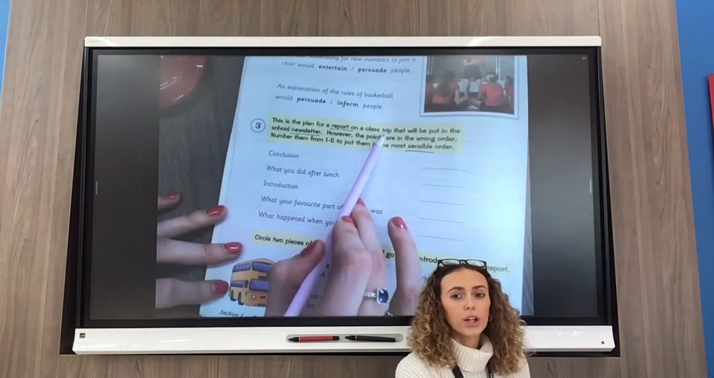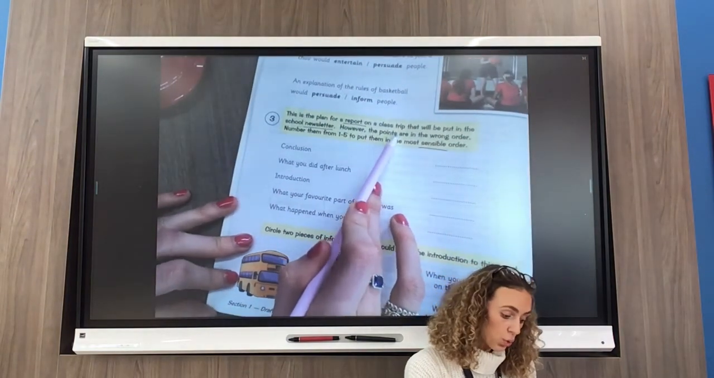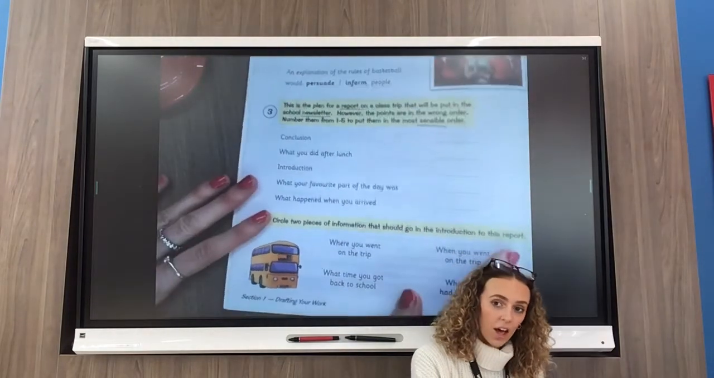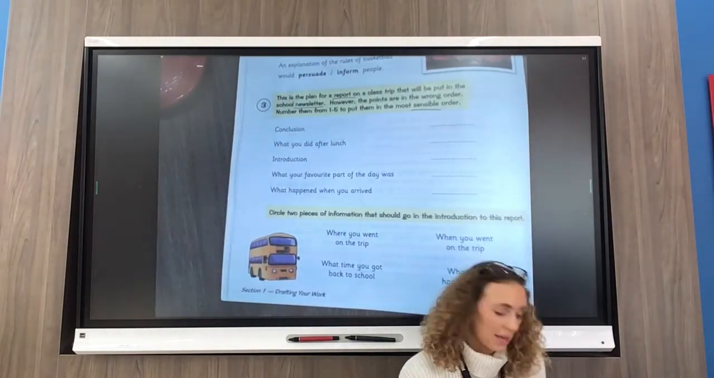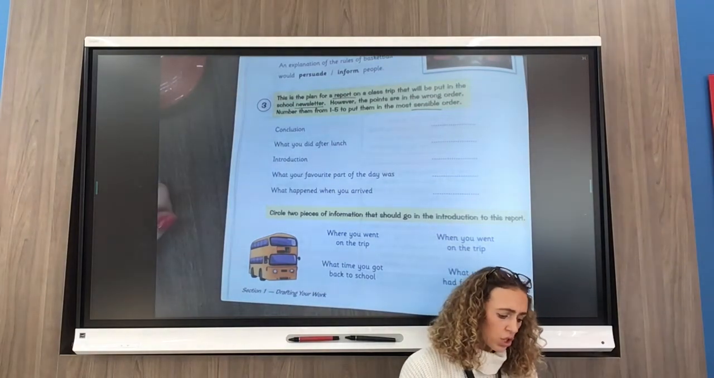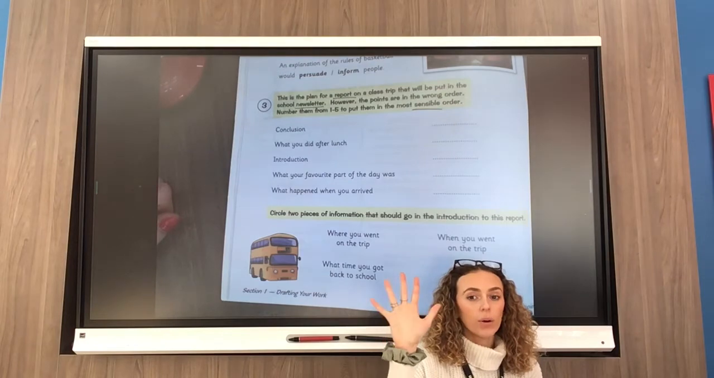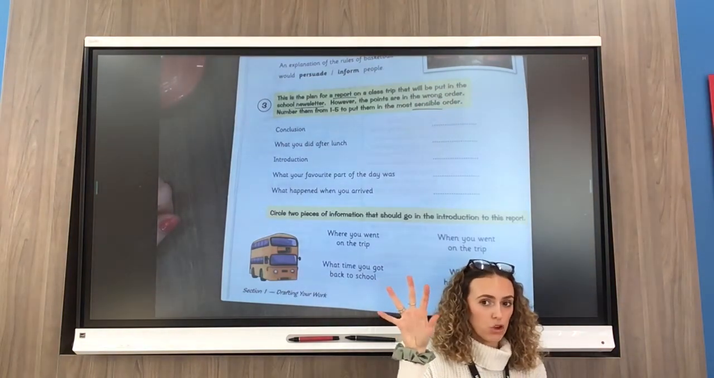Okay. So the class had been on a school trip and they want to tell people about it in the newsletter. Okay. They want to inform people, but it's in the wrong order. So we've got to put it in the right order, starting from number 1. Okay. And then the end will be number 5.